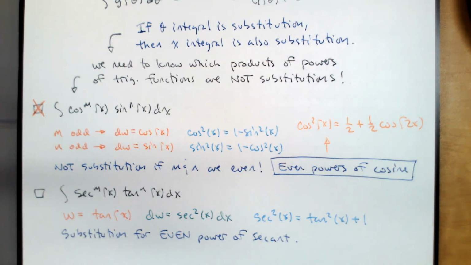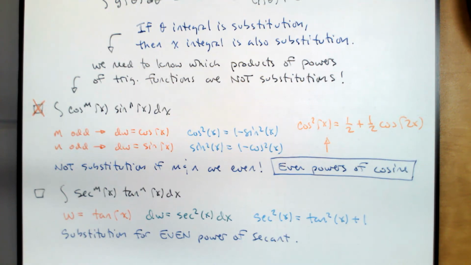But even if we had secant to the 4th, no tangents at all, 2 of them can be the dW, the other 2 become tangent squared plus 1. And so I integrate W squared plus 1 dW. So the tangents don't actually have to be there to make that our substitution. It's one of the tricky things about this particular line of thinking.